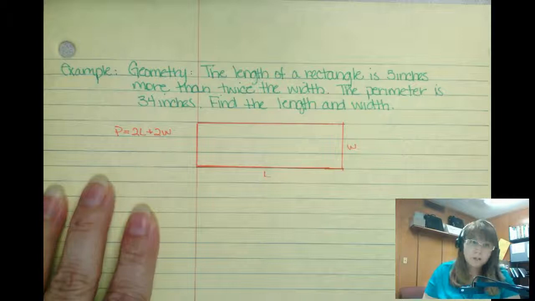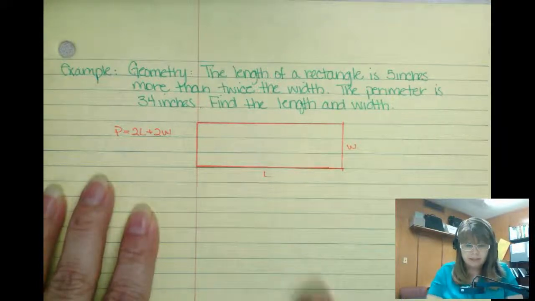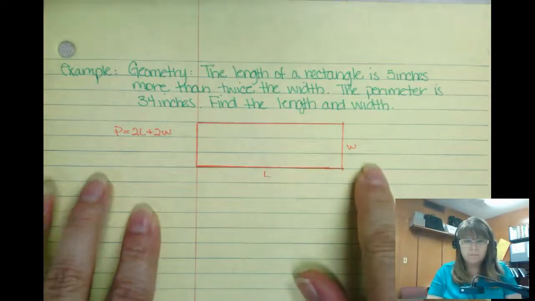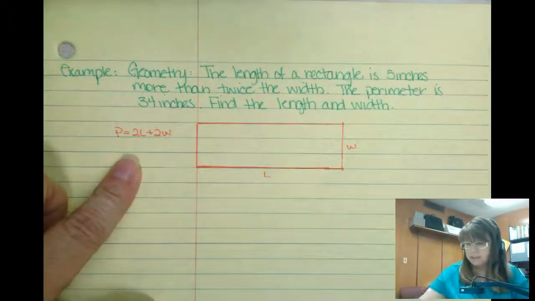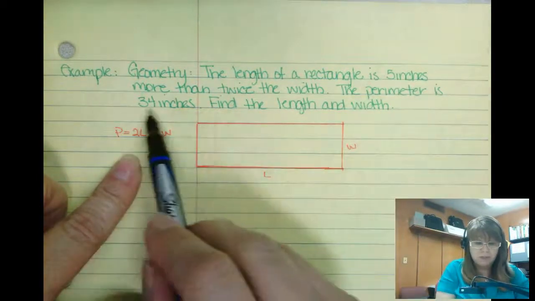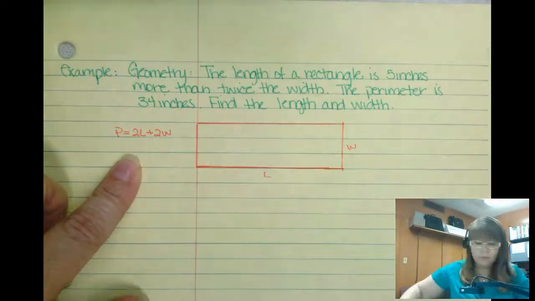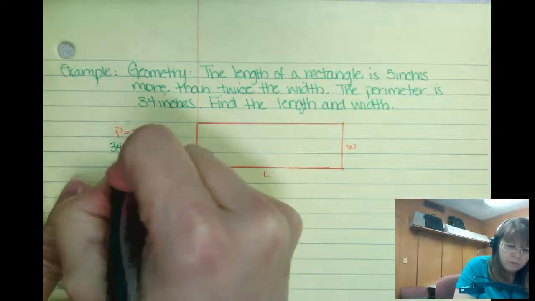Let's try a problem using geometry. The length of a rectangle is 5 inches more than twice the width. The perimeter is 34 inches. Find the length and find the width. I did write down what my equation of my perimeter is, and I do know that my perimeter is 34 inches.